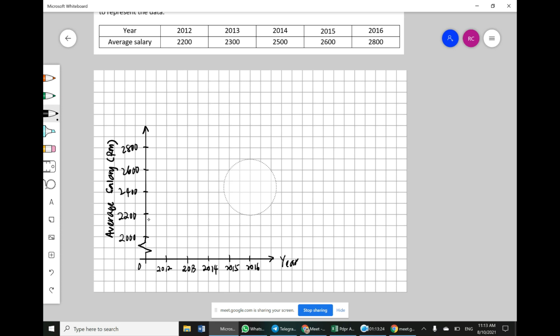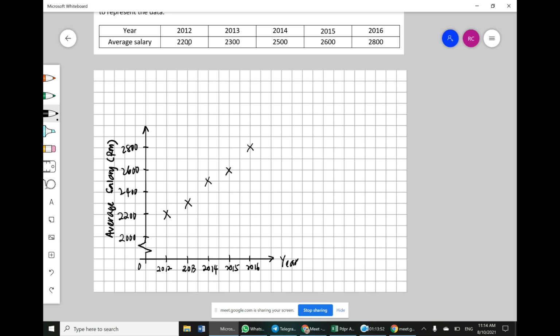Okay, let's finish everything. So I'm going to finish the plotting. I know that some of you already finished the plotting just now. 2012 is 2200. This is the plot. 2013 is 2300. This is the plot. 2014 is 2500. This is the one. Year 2015 is 2600. And then year 2016 is 2800.